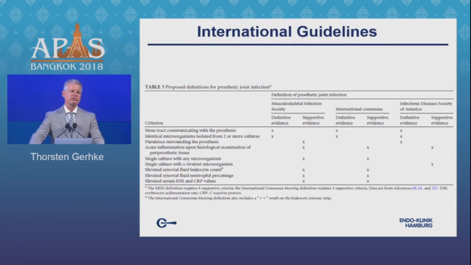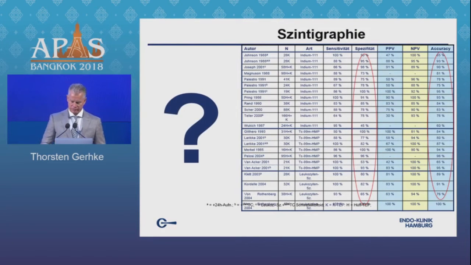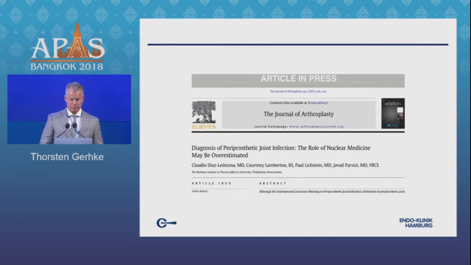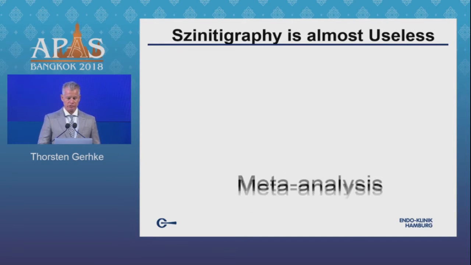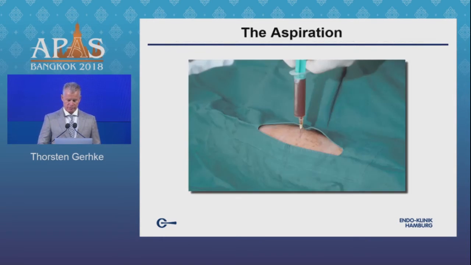So that leads to the fact that we have a lot of proposals for definitions of periprosthetic infection and diagnostic algorithms from MSIS, from our international consensus, from the Infectious Disease Society of America, that shows you that there is still a lot of uncertainty about diagnosis. For many countries, there is a reflex to exclude the infection by performing a scintigraphy. But this is also very, very questionable because more and more publications came to the conclusion that scintigraphy is almost useless to diagnose a periprosthetic joint infection.